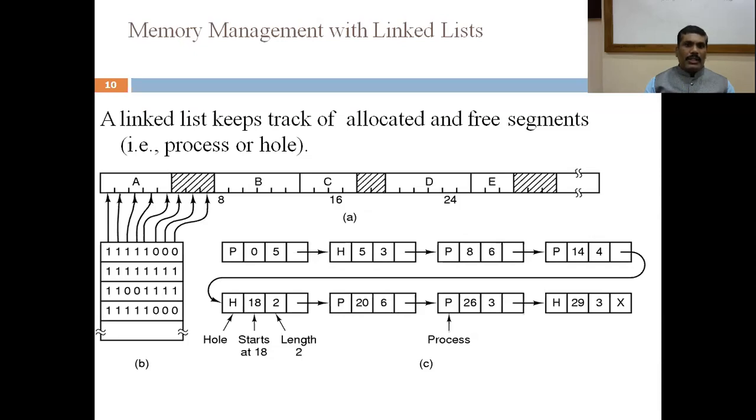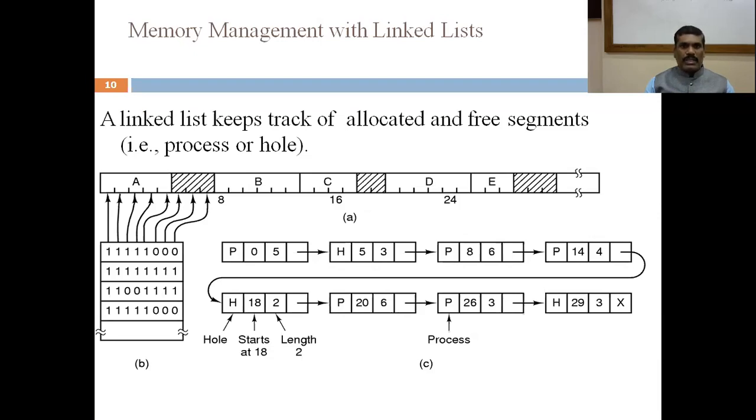the bitmap contains either 0 or 1. If you see process A, there is 1, 1, 1, 1, 1: five 1s in the bitmap table, which indicates that the process is there and that allocation unit is occupied. After that, there are 3 allocation units that are free. So if you see the bitmap, there are 3 zeros in the bitmap table.